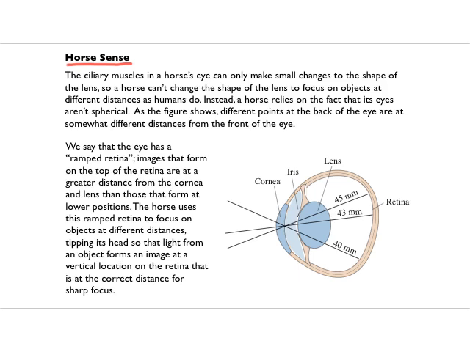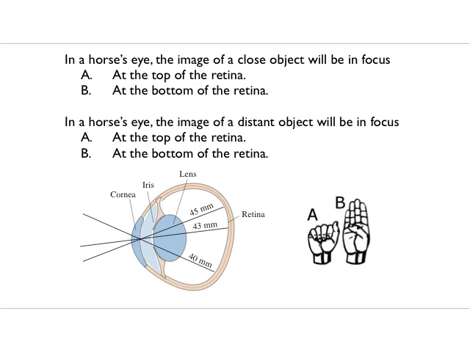Now let's look at some questions. So here's my two questions. In a horse's eye, the image of a close object, is that in focus at the top of the retina or at the bottom? And then do the same thing for a distant object. Is it in focus at the top or the bottom of the retina? Look at the picture. Think about our basic relationships. Come up with some answers for those questions. I'll be back.